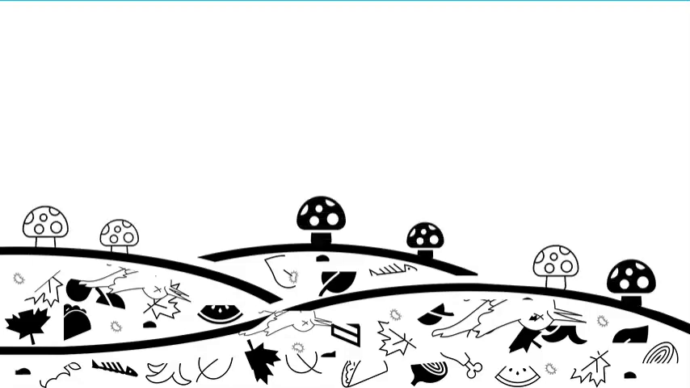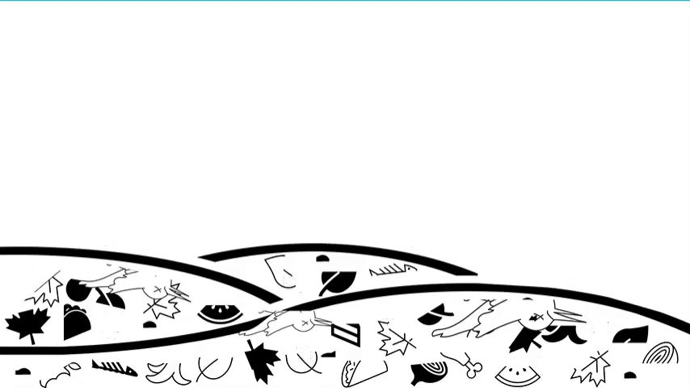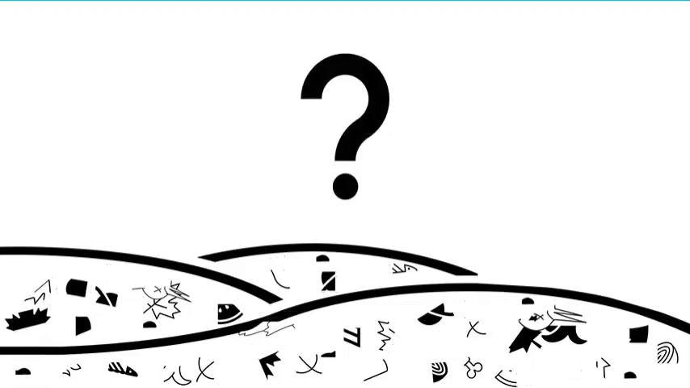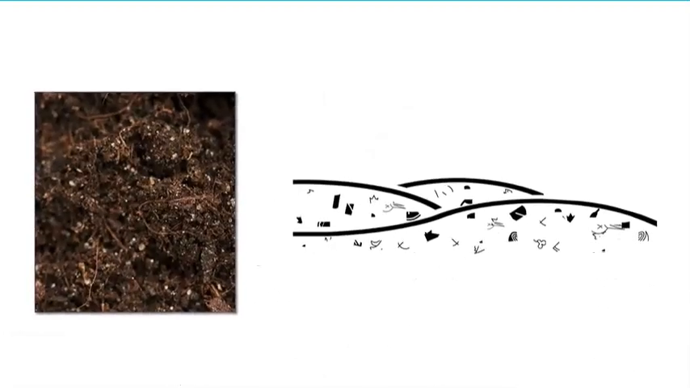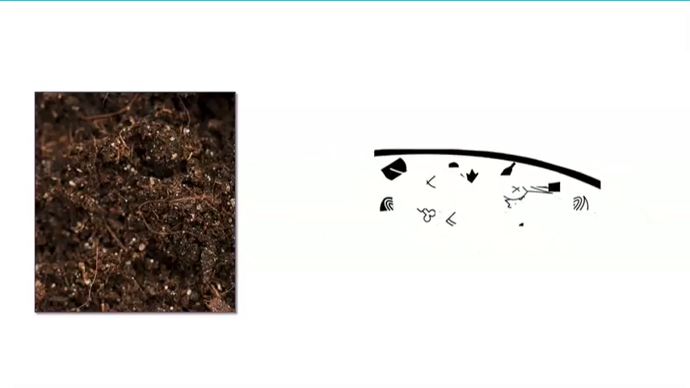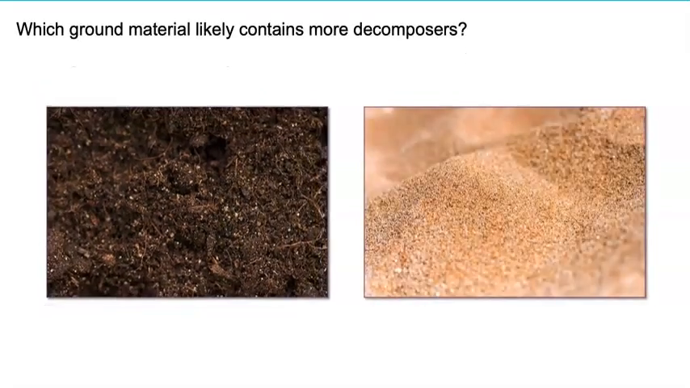Decomposers such as fungi and bacteria break any remaining materials down into even smaller pieces. How does this process explain what we observed about the soil? Well, soil isn't just little pieces of rocks like sand is. In soil, worms and other decomposers break down plant and animal matter, so soil also has broken down parts of lots of different dead organisms in it. So, which ground material likely contains more decomposers? One of your tasks at the end of this lesson will be to make a claim about which material, soil or sand, likely contains more decomposers.